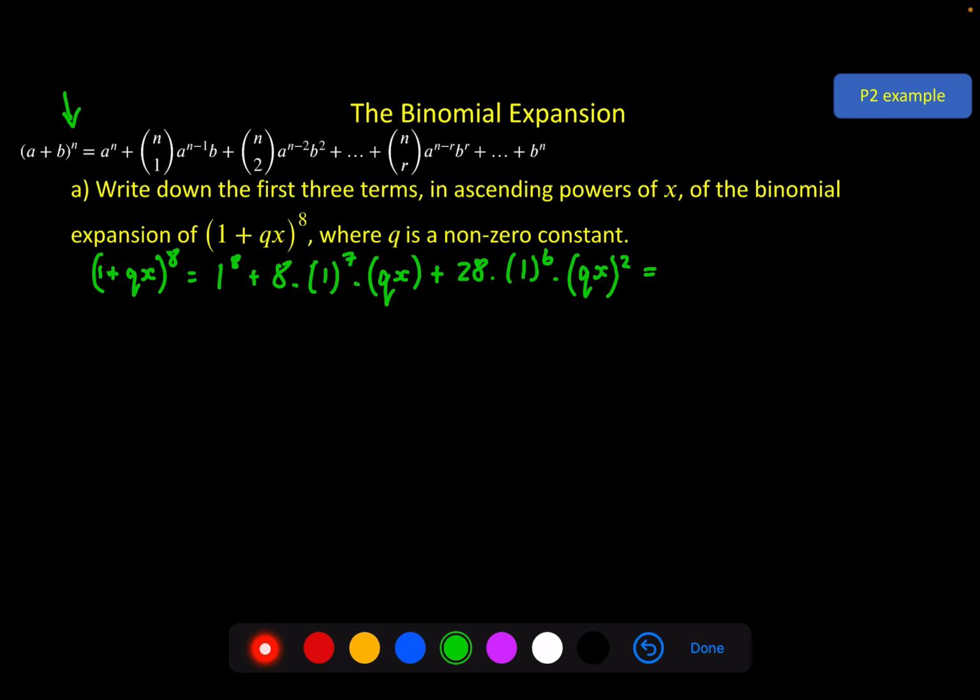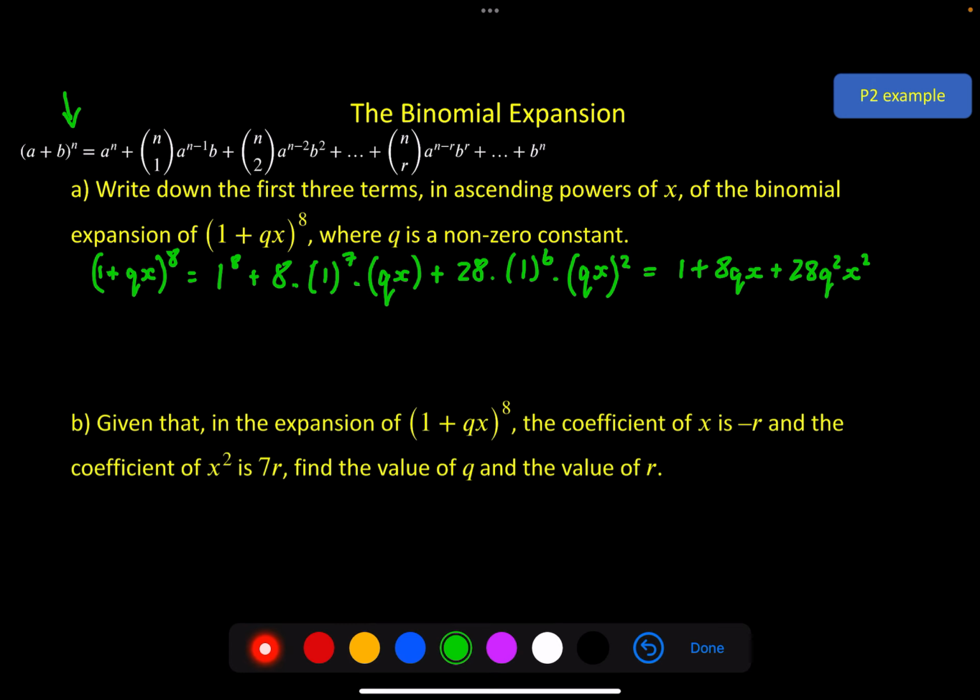And that will give us a 1 plus 8qx plus 28 times 1 is 28, and then q squared x squared. And these are the first 3 terms. So that's part A finished. I've gone across the page because part B is coming up underneath here. Oh, I would have had room. Never mind. Given that, in the expansion of this that we've just found, oh, let me do a little plus dot dot dot.